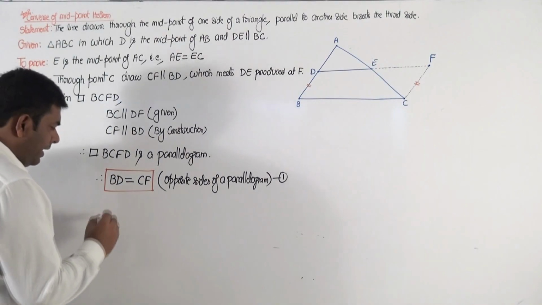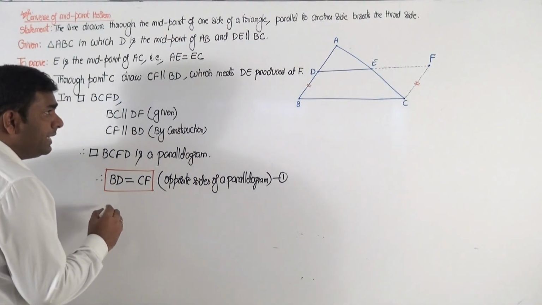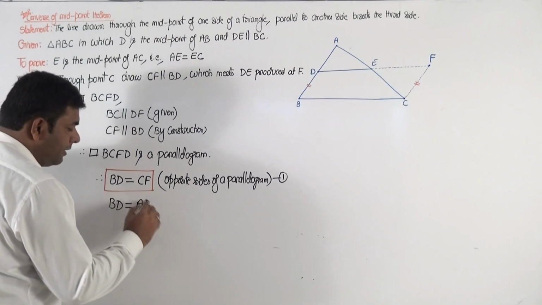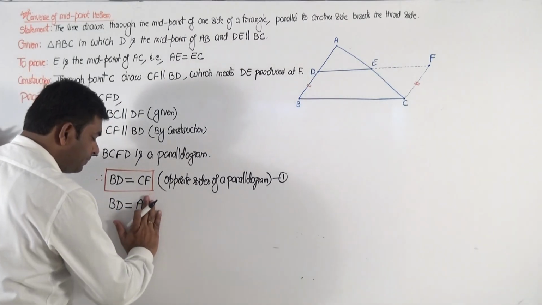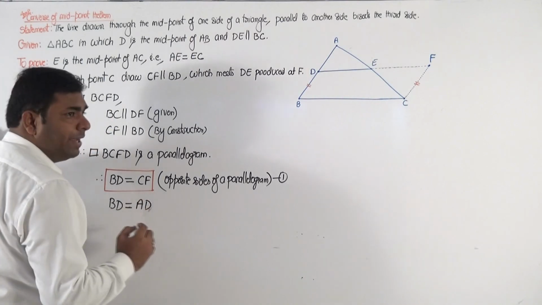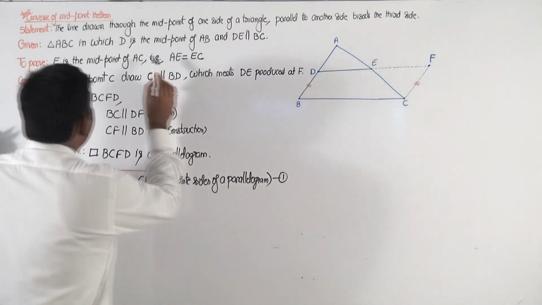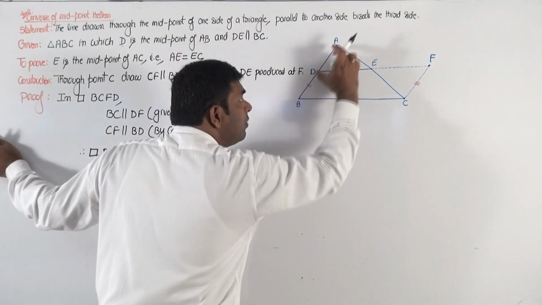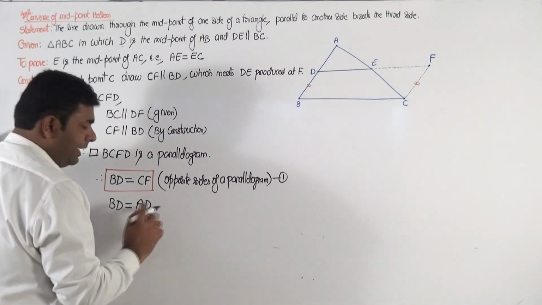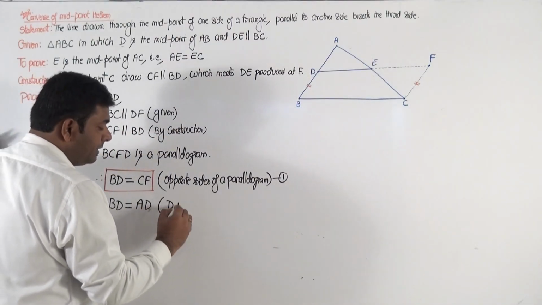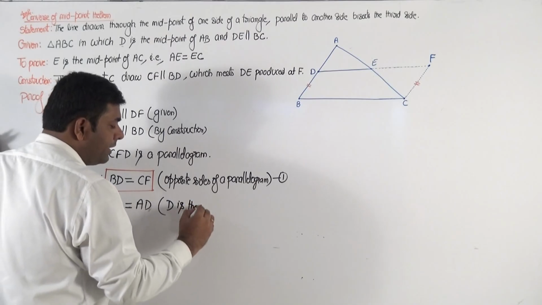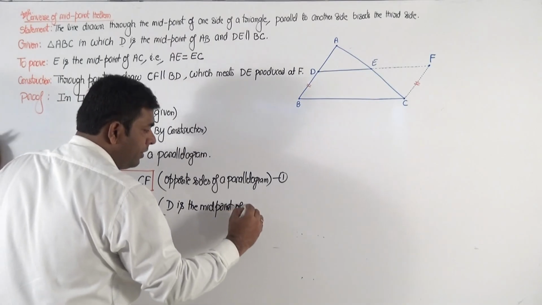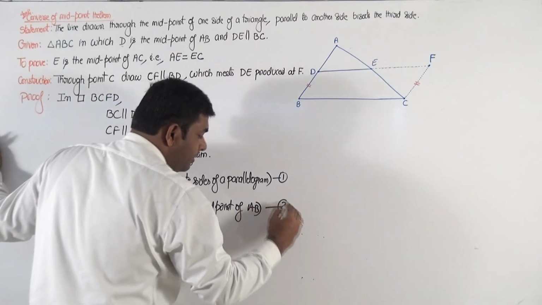Now again BD is equal to AD because D is the midpoint. वो तो दिया है ना, D is the midpoint of AB, so BD जितना होगा AD भी उतना होगा. BD is equal to AD, that is D is the midpoint of AB. Equation number 2.